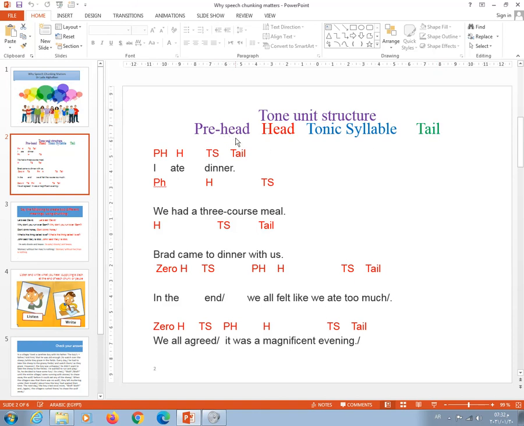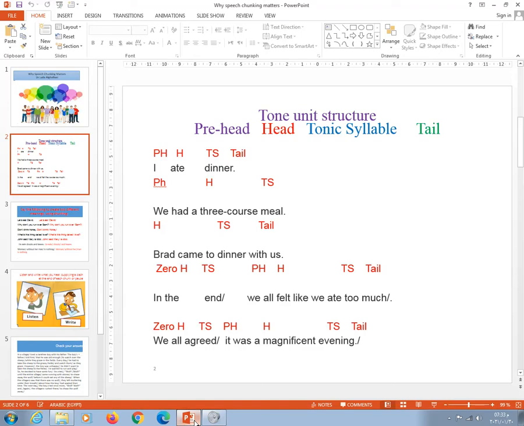The pre-head: the functional words coming at the beginning of utterances. They precede the head, the first stressed word in a tone unit. And the tonic syllable, which is a stressed syllable in the focus word, the most important word in the tone unit or the chunk. And then we have the tail: whatever comes after the tonic syllable is called a tail. Okay, let's have some examples.